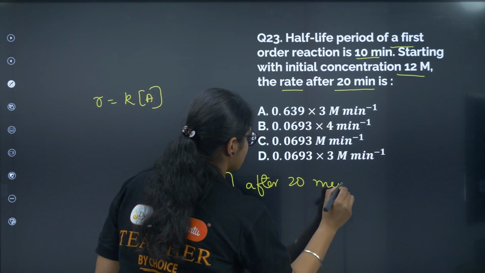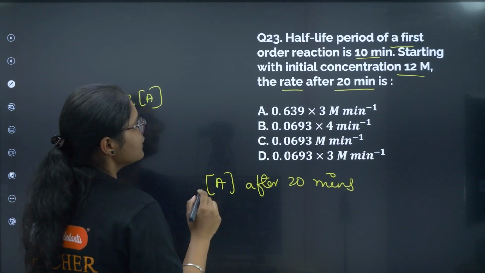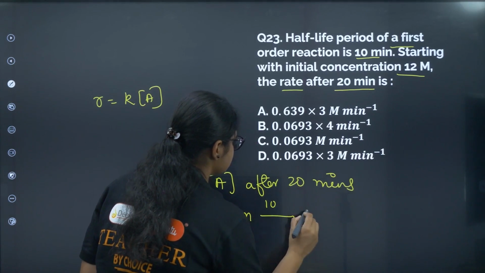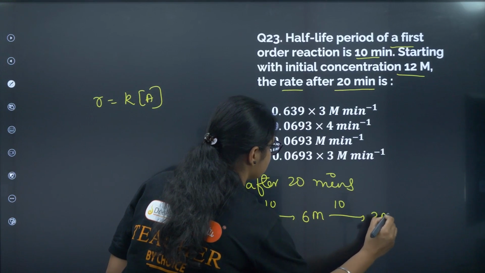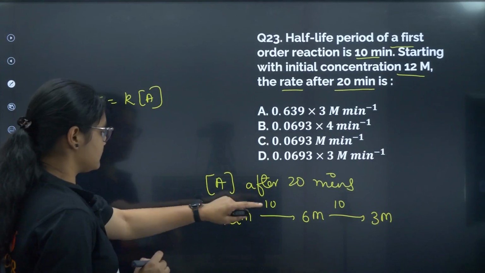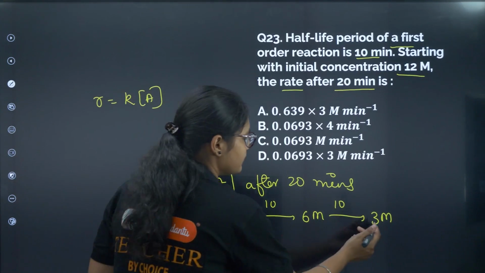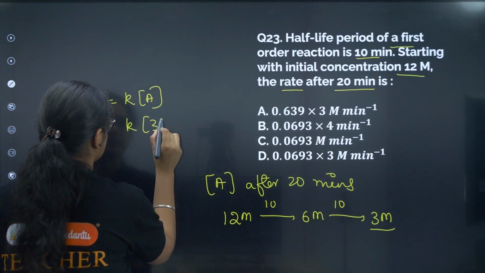How to do this? Again, we'll use the half-life table. Since it is a first order reaction, 12 molar was there. In the first 10 minutes, it will become 6 molar, and in the next 10 minutes, it will become 3 molar, right? So the concentration of A after 20 minutes is 3 molar. So I can put here K, and the concentration of A is 3 molar.